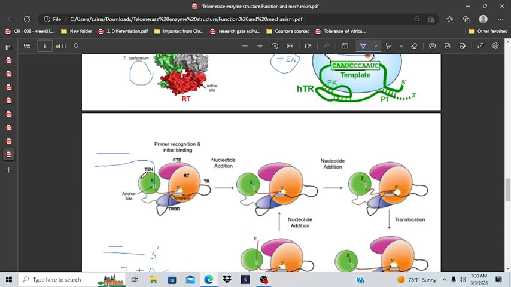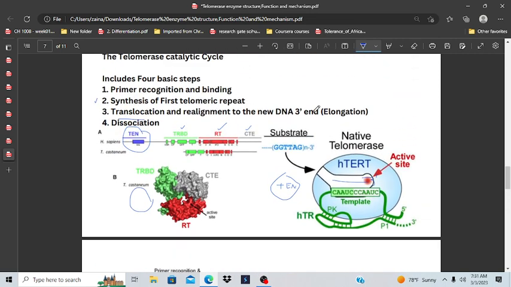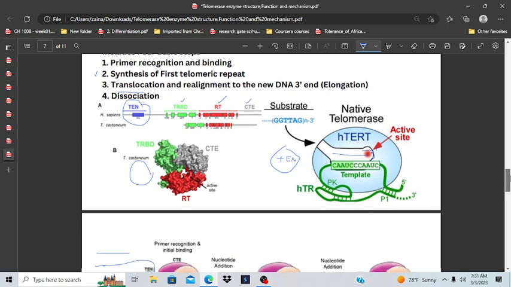Until then, the TEN is in close proximity with the RT domain like a door latch. Once the 5' boundary is met in the template, it would open the door latch configuration, and then it would release TEN so that TEN could move, pulling it this way, so that the 3' end can reposition in the proper place and synthesize another set of telomere repeats. So that's called the realignment. Like this, it could add many repeats.